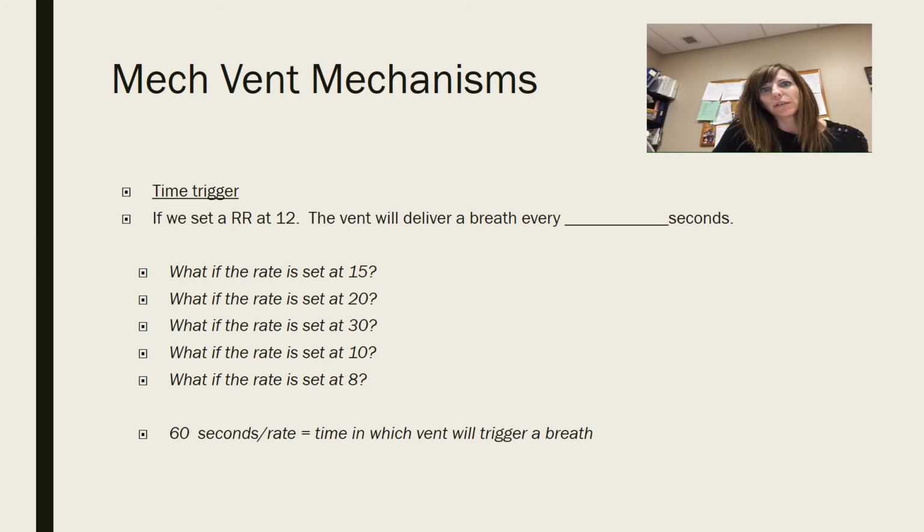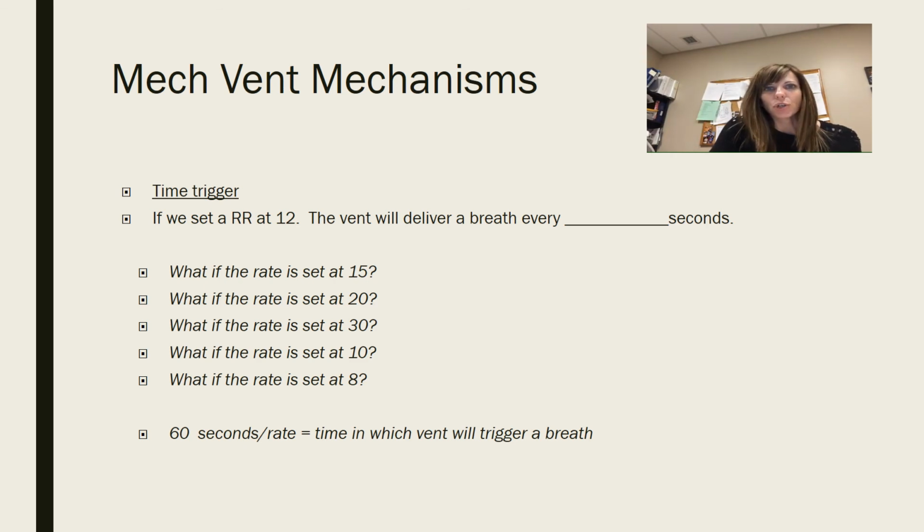So what if the rate is 15? Take 60 divided by 15, and you get 4. That means that every 4 seconds, that ventilator is going to trigger a breath. The next example is 20. If you set a respiratory rate at 20, that patient's going to get a breath every 3 seconds. 60 divided by 20 is 3, so the breath will start or trigger every 3 seconds.